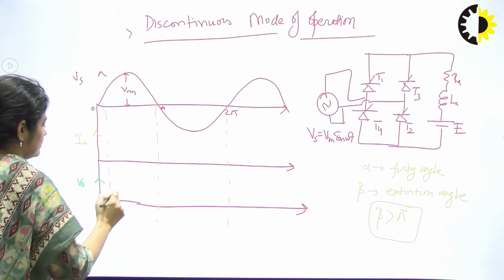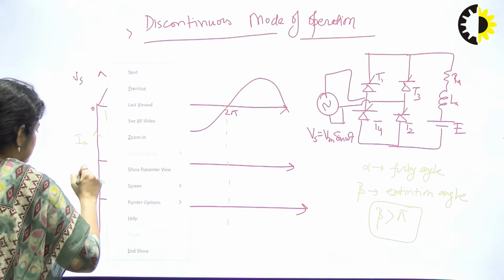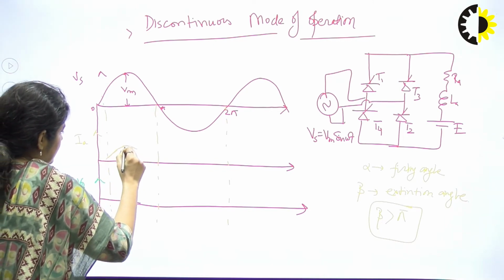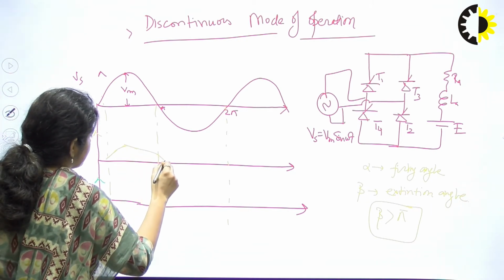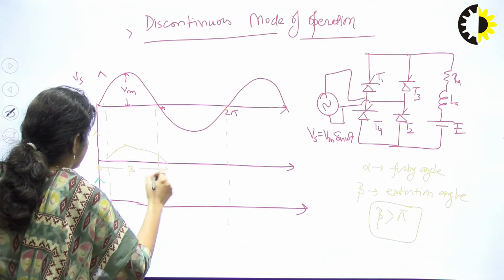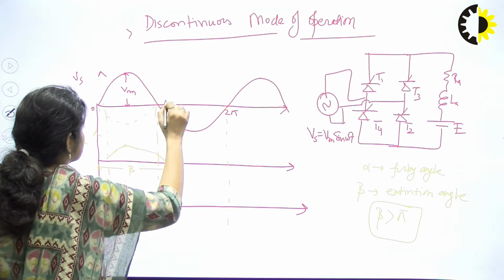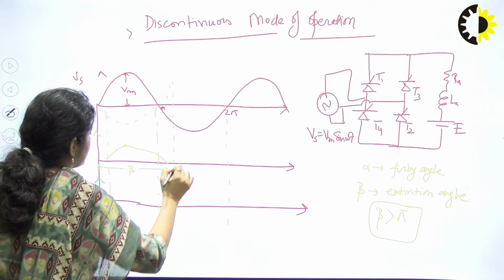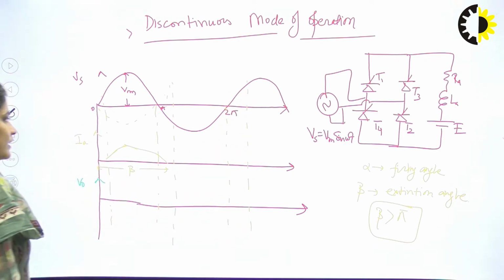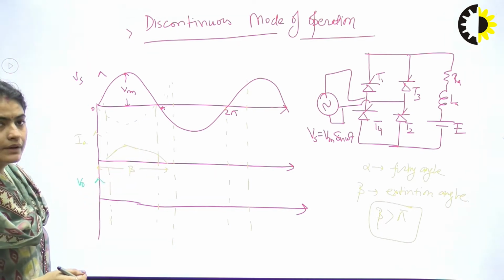So suppose at angle alpha, the current will start from 0. And it is 0 somewhere at this angle. This is beta, right? So we assume that beta is greater than pi, that means the current is 0 after pi, right?